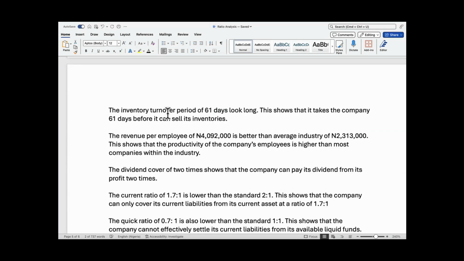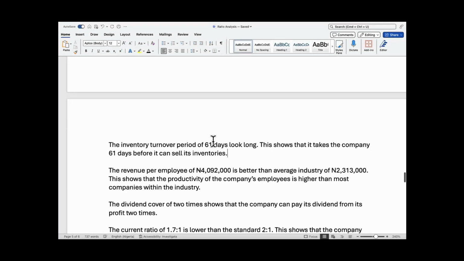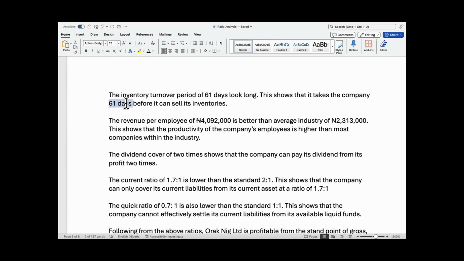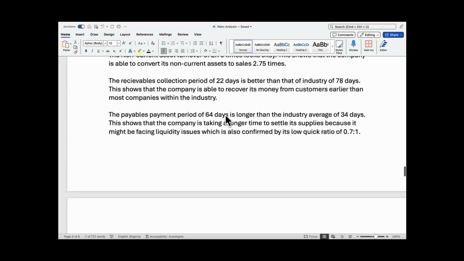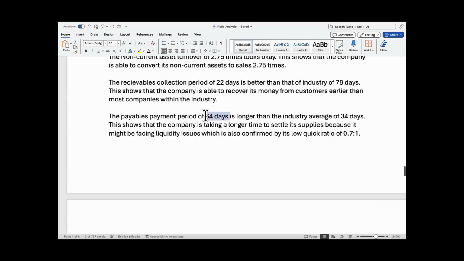We went to the inventory turnover period. We said 61 days is long. And this shows that it takes the company 61 days before it can sell its inventories. You see, this also shows why it's taking him so long to pay his payables, because it's only after he has sold that he can pay. So if it's taking him 61 days to sell, it will take him longer to settle his suppliers. So we can even mention that here if we want to.